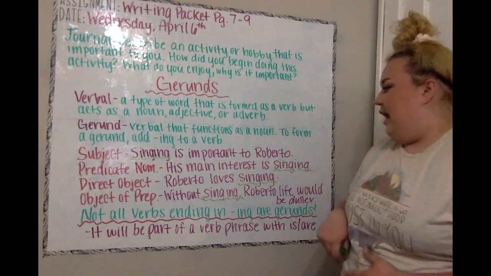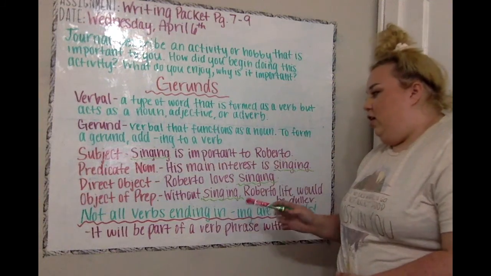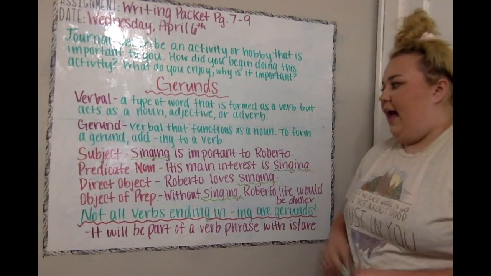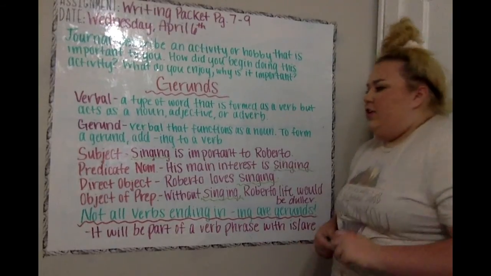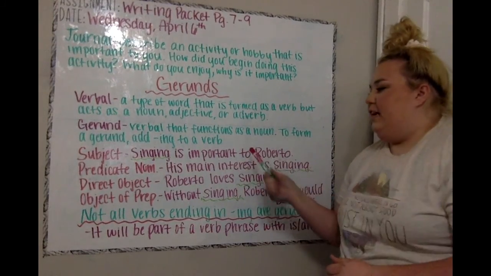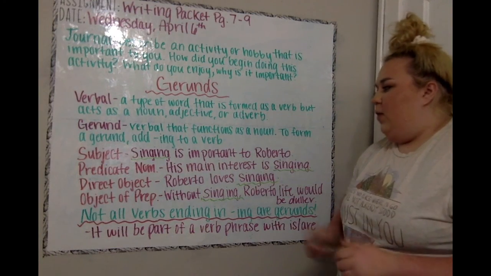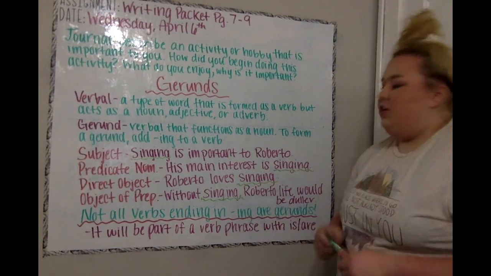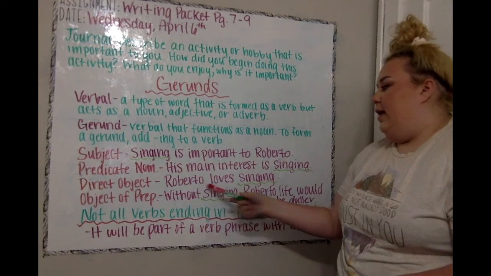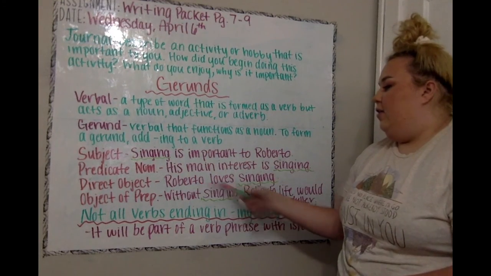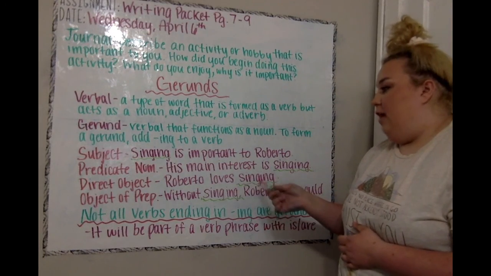But here it's acting as a noun because it doesn't say he is singing or he is going to sing or he's going to go singing, nothing like that. It's talking about it as if it's an idea of something that he could do, which would make it a noun. The direct object is about who's receiving the action of the verb, if that makes sense. So Roberto loves singing. If you think about it as receiving the verb, the verb would be loves. So he loves singing. The act of singing or the idea of singing is receiving Roberto's love.